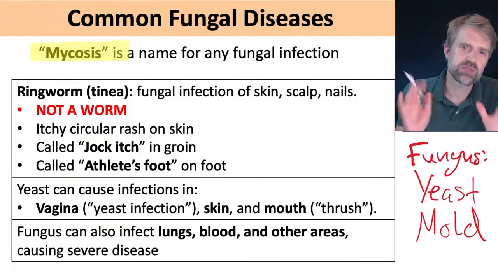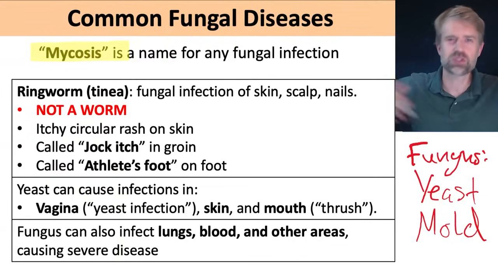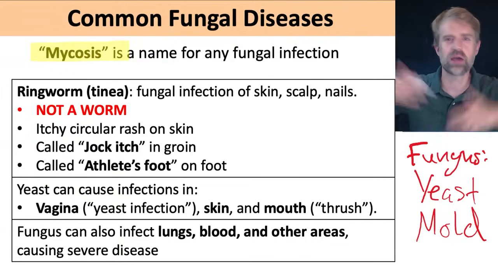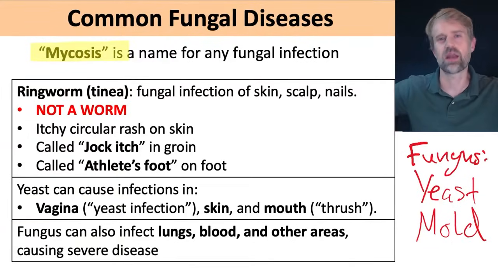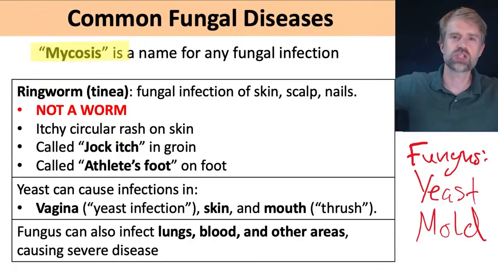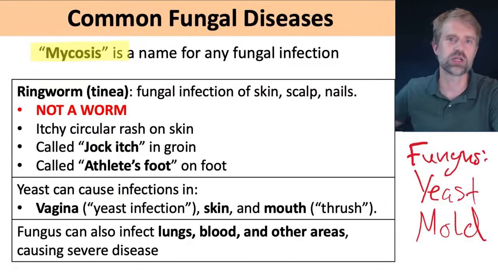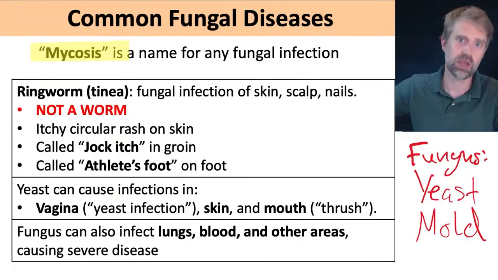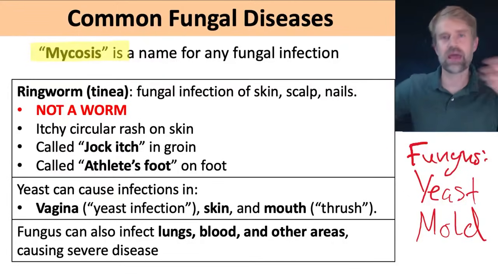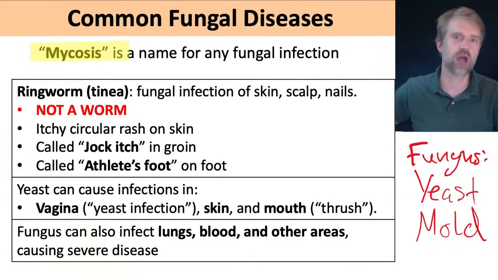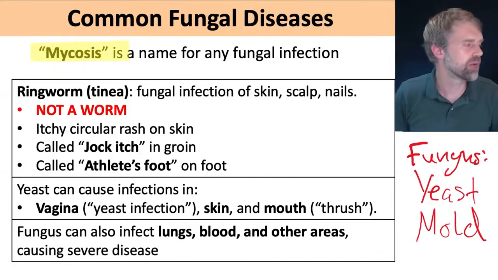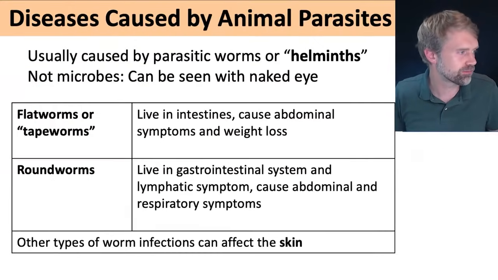We're not worried specifically about too many of the names here because there's so many different types of fungus that can get in blood and so many different kinds of yeast and stuff like that. The only thing that's important is just to know that a yeast infection is caused by fungus. Okay, ringworm is caused by fungus. Athlete's foot, jock itch are caused by fungus. Okay, that's all you need to know. You need to know that ringworm is not a worm.